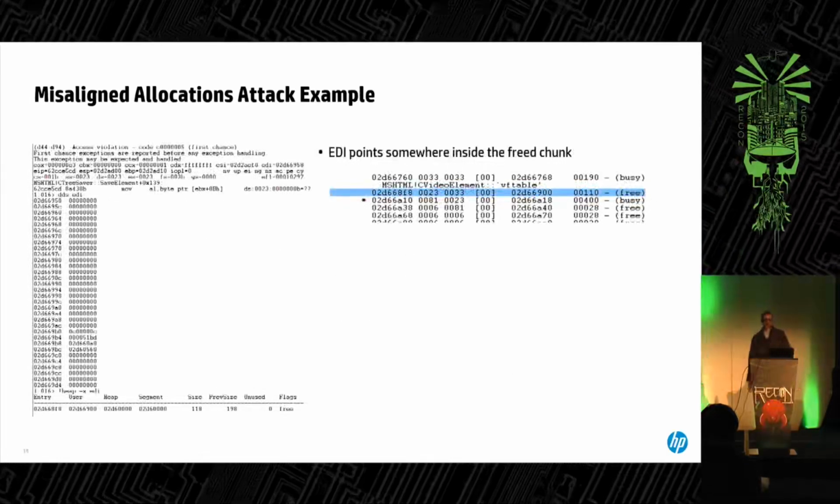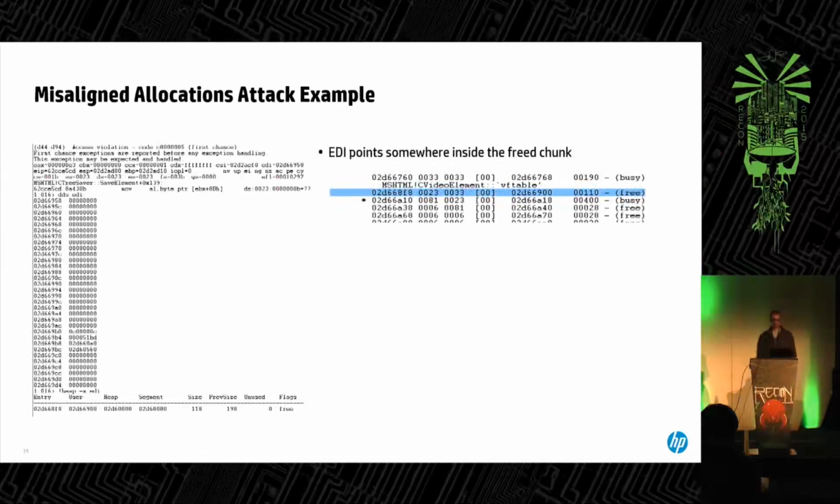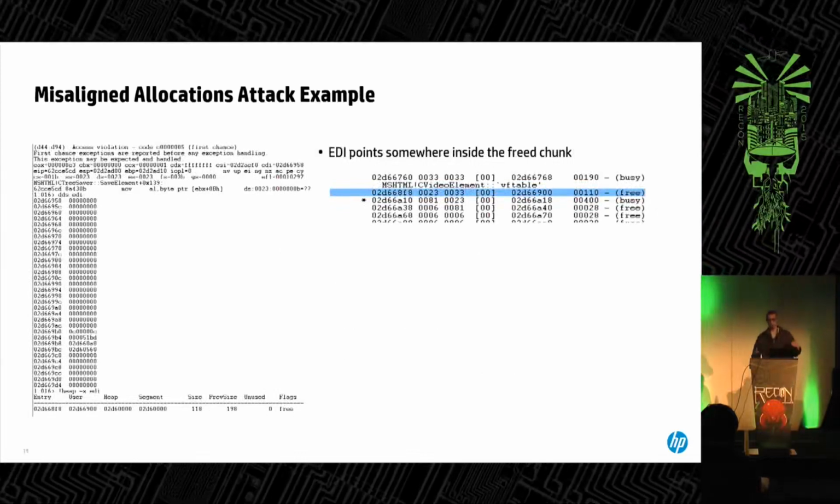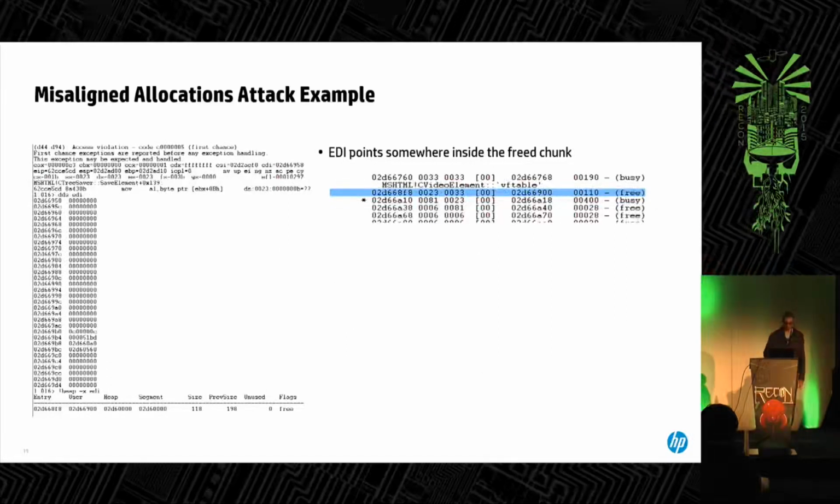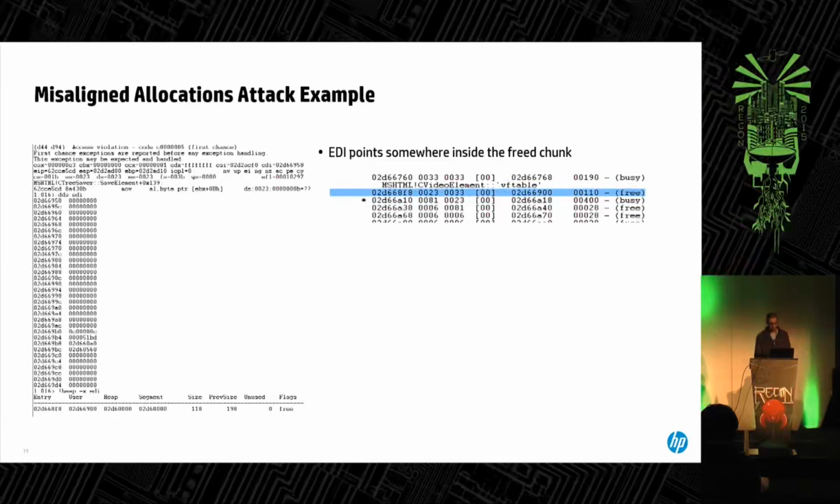So basically, as you guys can see, this is at crash time. EBX comes from EDI. Basically, EDI points to the middle of a big free chunk of size 110. Later on, we're going to see when we get control.